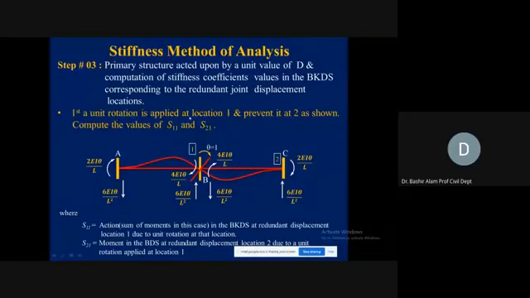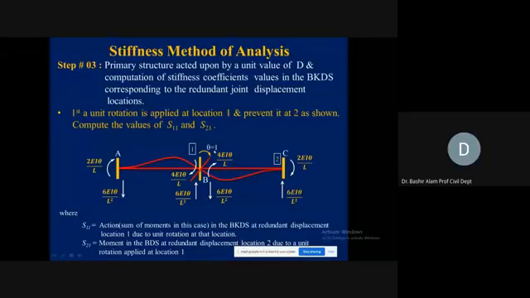First, a unit rotation is applied at location 1 and prevented at location 2. So what we do is, this fixed support for a while, we convert into a hinge support and we apply a unit rotation. This one is for the unit rotation. And this way we find out the corresponding actions generated.